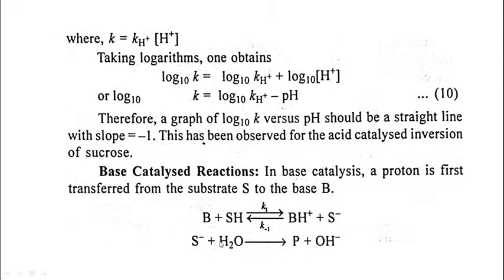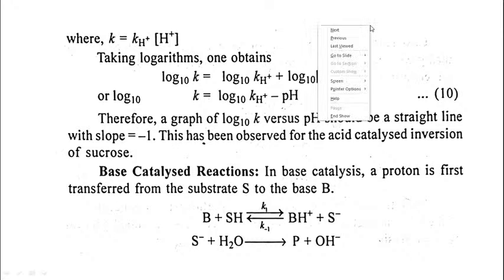So taking logarithm on both sides, log to the base 10 of k is equal to log to the base 10 of KH positive plus log to the base 10 of the concentration of the hydrogen ion, or log to the base 10 of k equals log to the base 10 of KH positive minus pH, because pH equals minus log to the base 10 of the concentration of the hydrogen ion.